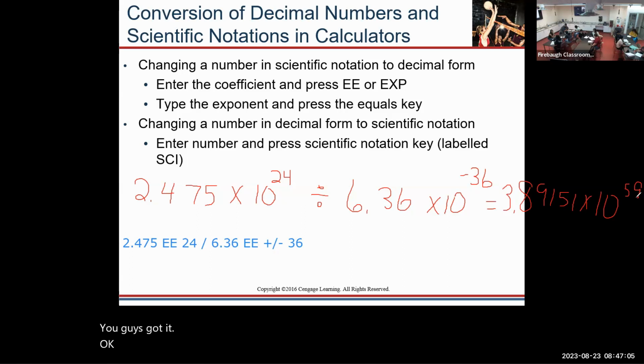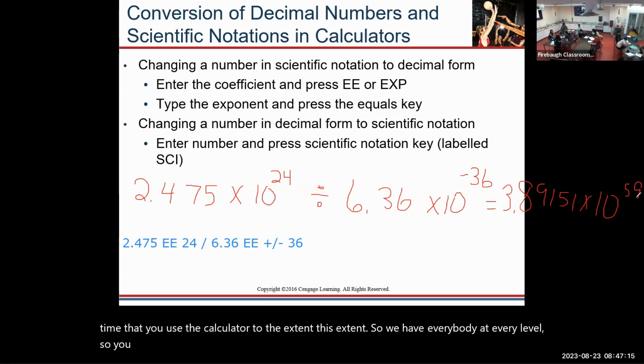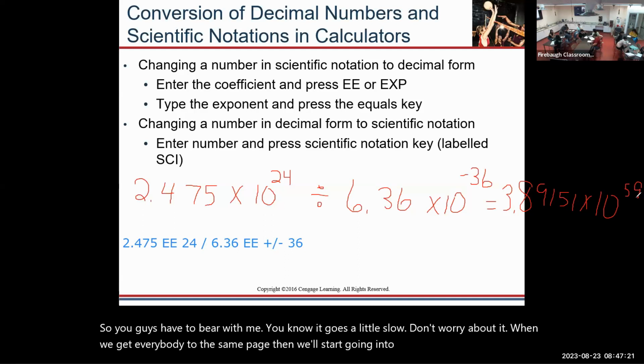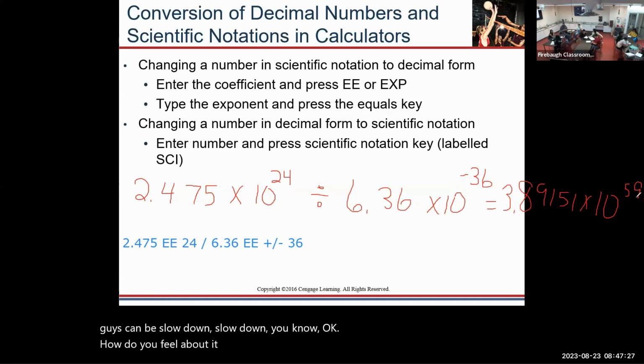I know for some of you guys, this is all review. And for some of you guys, this is the first time that you use the calculator to the extent, so we have everybody at every level. So you guys have to bear with me, it goes a little slow. Don't worry about it. When we get everybody to the same page, then we'll start going into 5th gear. Okay? How do you feel about it? You feeling comfortable? You think you guys got it? Yeah?